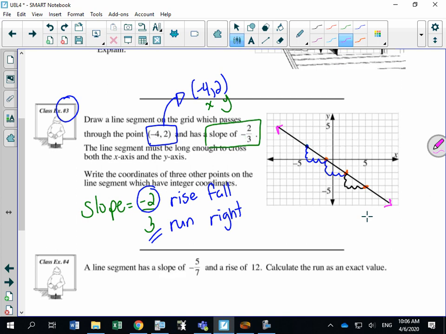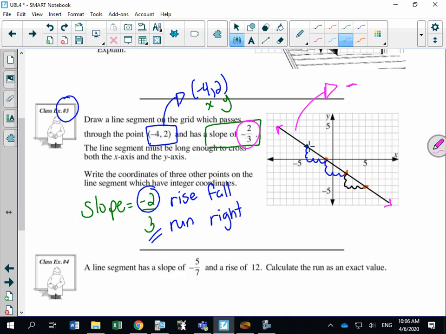Now, one thing I want to show you, I started at this point and I kind of went down the line like this, right? Looking at this line, if I said, is this a positive slope or negative slope, what would the slope be? We know that we're going down the hill, so this is a negative slope, and sure enough, it was negative, right?